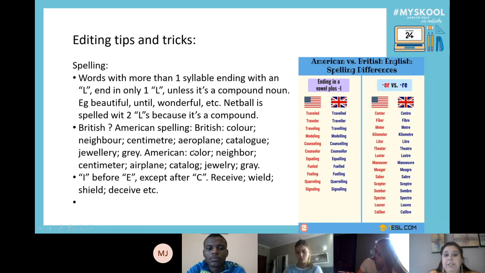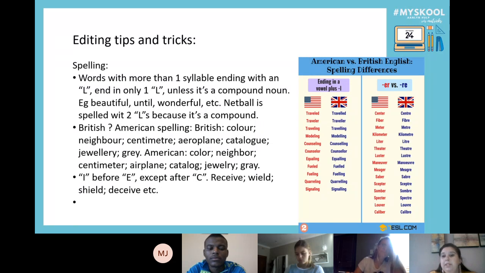Aeroplane is how the British spell plane, and airplane is how the Americans spell it. Catalogue is also a borrowed word. That's why spelling is so complicated. Jewelry, grey. The Americans spell catalogue just as it's pronounced. Hey, there's no UE at the end. Jewelry, grey with an A. Okay, people, so those are just some of the words.